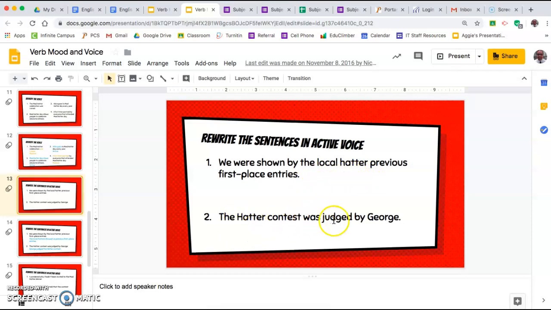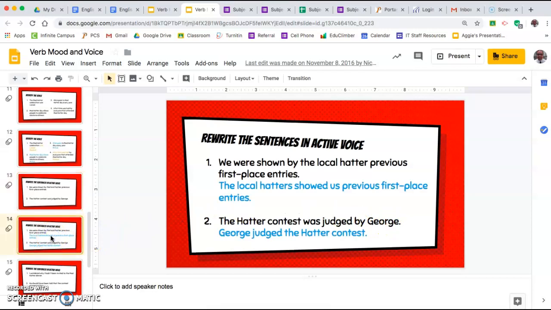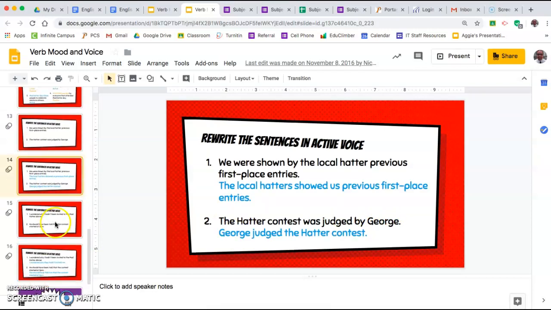Number 2, the Hatter contest was judged by George. Could just be again switched around so that George comes first, and you could say George judged the Hatter contest. And you can see very similar responses there.